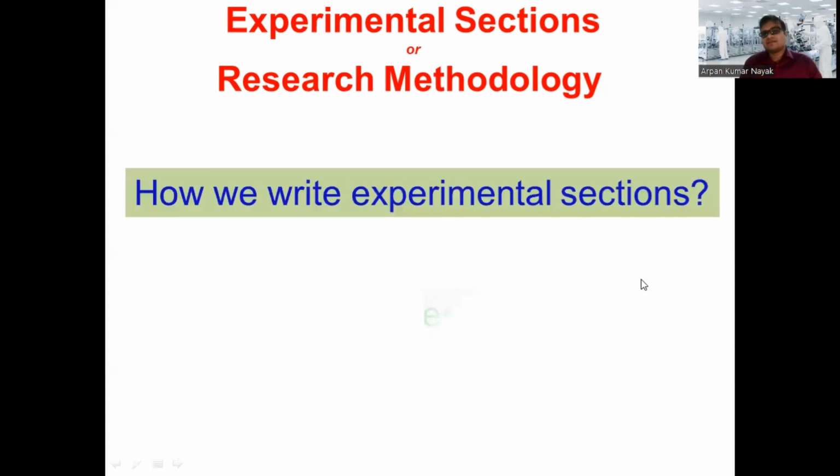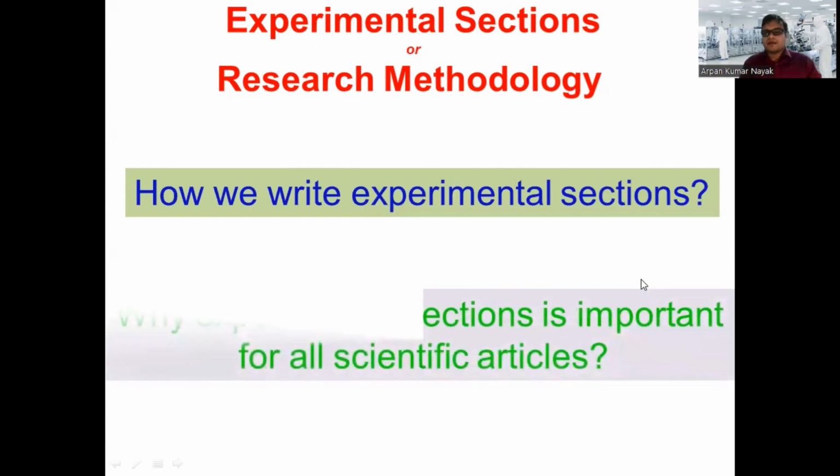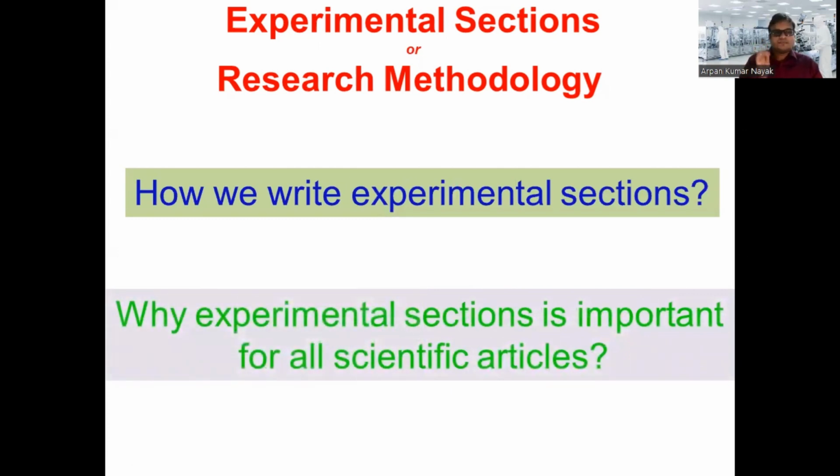In the whole manuscript, this section is the simplest section to write. Compared to other sections, writing the experimental section or research methodology is the simplest one. It is very easy to write this section. So today we will discuss how we can write the experimental section, and we will also discuss why this experimental section is important for all scientific articles.